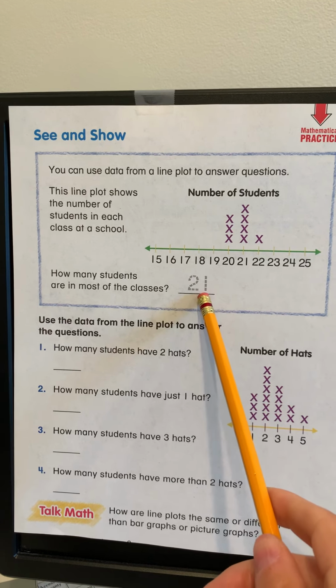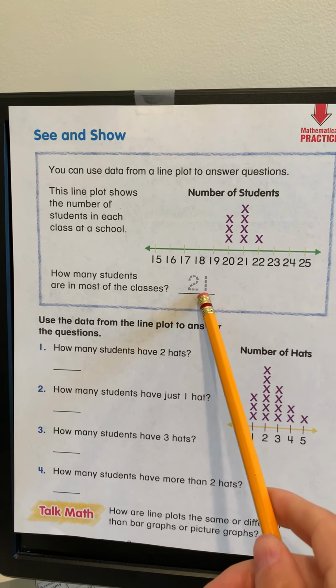Number 3, how many students have 3 hats? Look at the line plot, go to number 3. How many students have 3 hats? Count those X's. Number 4, how many students have more than 2 hats? This is where it gets tricky. So you're not going to focus on 0, 1, or 2, but they want to know how many students have more than 2. So you're going to look at numbers 3, 4, and 5 and only count those X's.